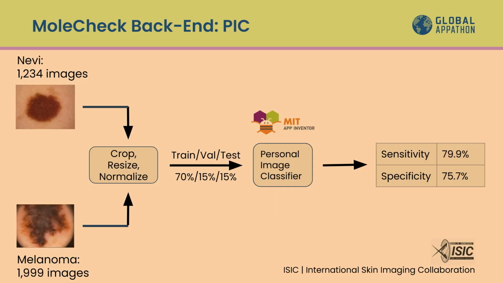For image classification, we used the MIT App Inventor component PIC, or Personal Image Classifier, to do transfer learning on the convolutional neural network MobileNet to classify photos. The PIC component was trained using images from the International Skin Imaging Collaboration, specifically 1,200 images of nevi and 2,000 or so images of melanoma, all pre-processed and split into training, validation, and test data sets. The trained PIC model had modest sensitivity and specificity, around 75 to 80% for detecting melanoma.